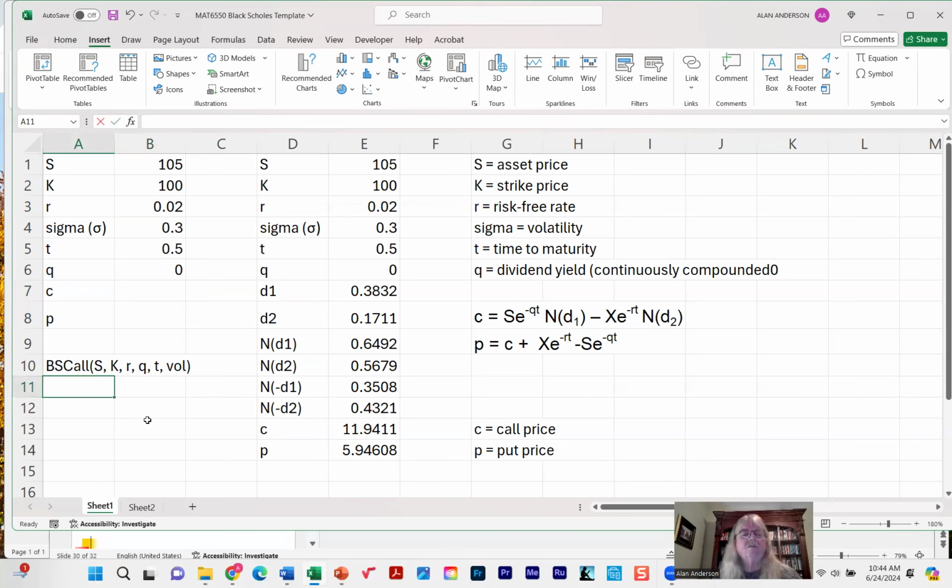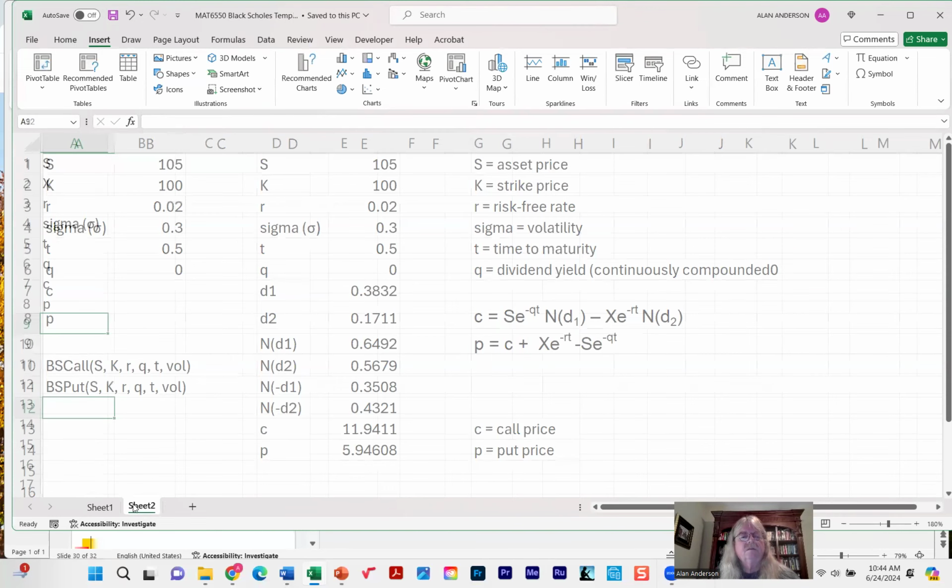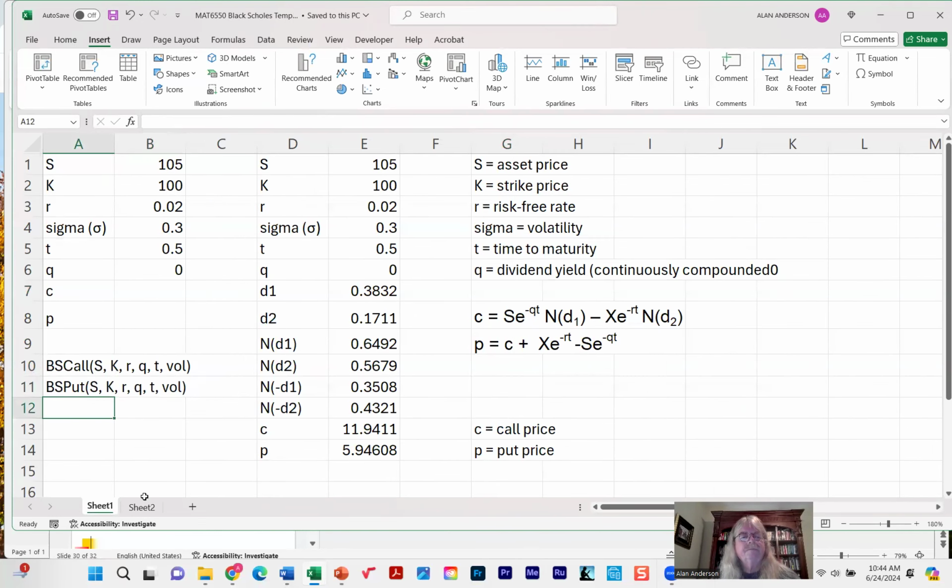And the same thing here, we're going to call this one BS put. It'll invoke it the same way. Okay, so now here, here's what we're going to do. We're going to go back to VBA. Oh, you know what I think we better do? I just realized I'm going to add one more detail here.